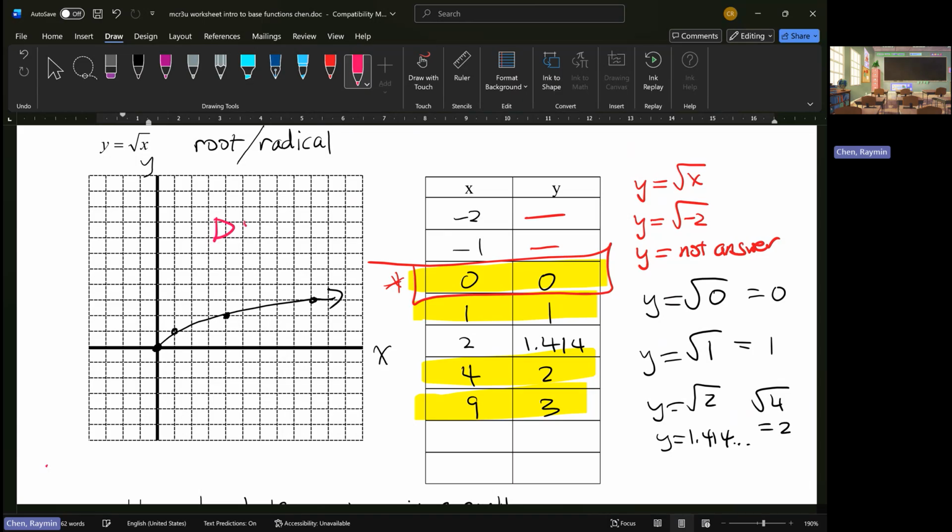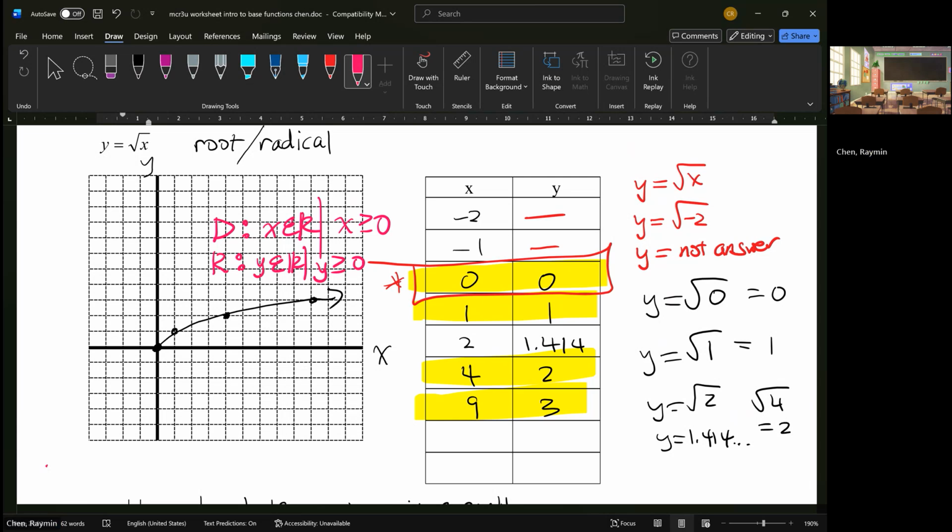So the domain for this, x belongs to real numbers such that x is greater than or equal to 0. How about the range? The same one. Y belongs to real numbers such that y is greater than or equal to 0. Notice I used filled in dots to include 0. Root functions always have a definite start.